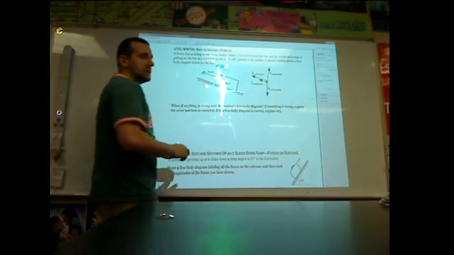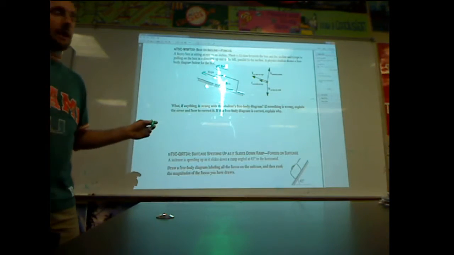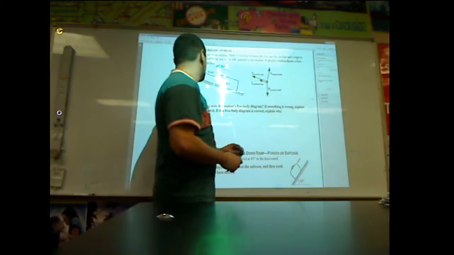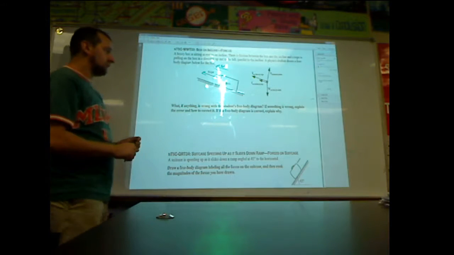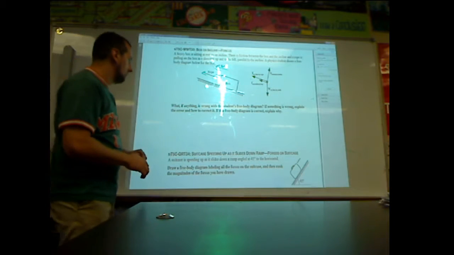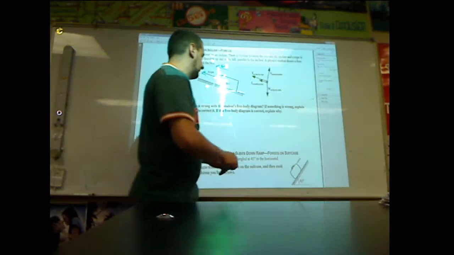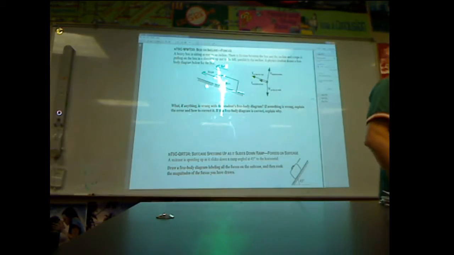We don't know if it's changing or not. We don't know anything about that. But it's the 3-bar diagram. So then what, if anything, is wrong with the student's 3-bar diagram? If something is wrong, explain the error and how to correct it. If the 3-bar diagram is correct, explain why.